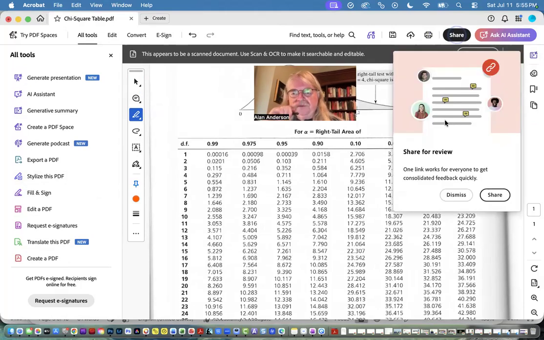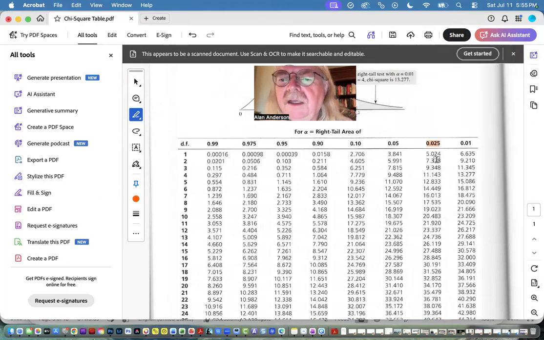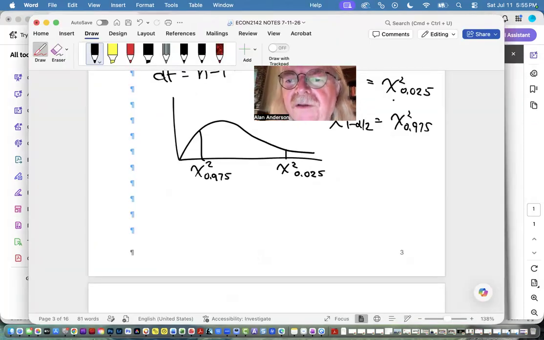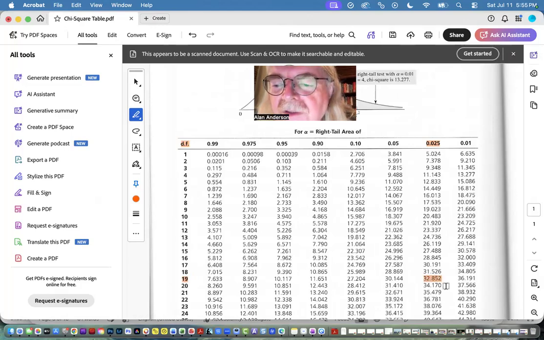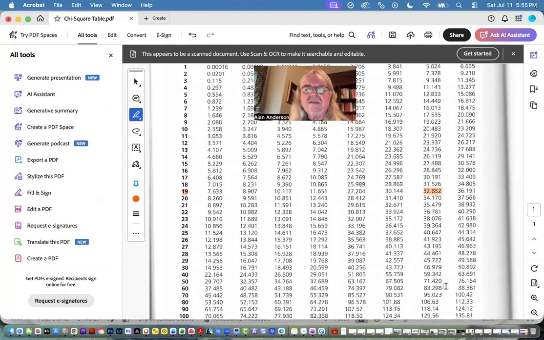All right, so we've got a tail area of 0.025 here, combined with 19 degrees of freedom down here, where they intersect. That's what we need, 32.852.